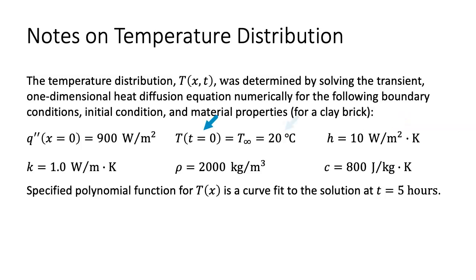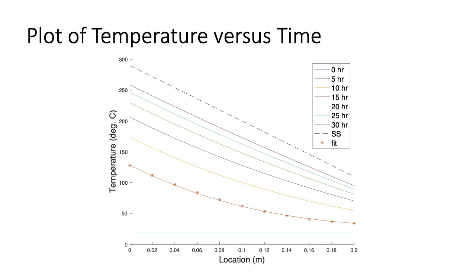The initial condition is that the wall is at the same temperature as the surrounding air, thus it is also at 20 degrees Celsius. The properties for the wall are for typical clay bricks. Using these conditions, I obtained the temperature distribution at a range of locations and times and used a polynomial curve fit to the results after 5 hours for this problem.